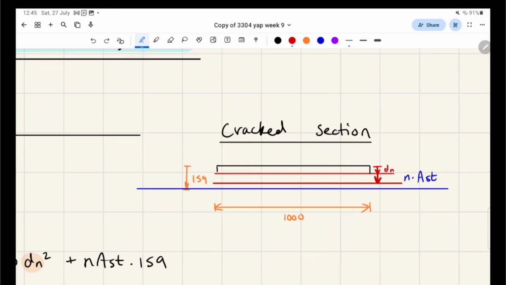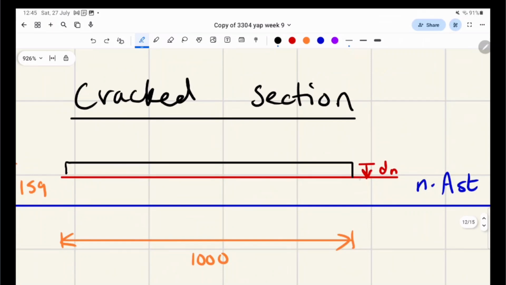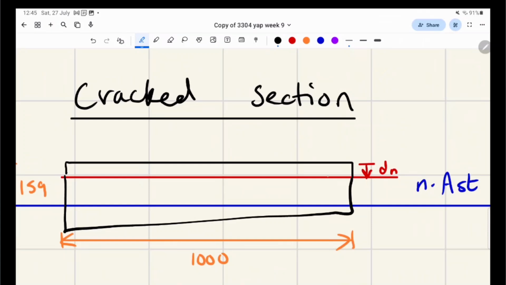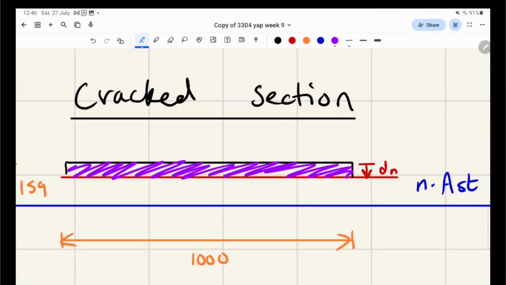It jumped up quite a bit because, how do I say this? Here's all the cracked concrete. It cracks and is useless up until the neutral axis. And we say that the only part of the concrete we care about is the alive concrete, and its depth is the depth of the neutral axis. Does that make sense? So the area of concrete we actually care about is depth of the neutral axis multiplied by 1000. That's that area.